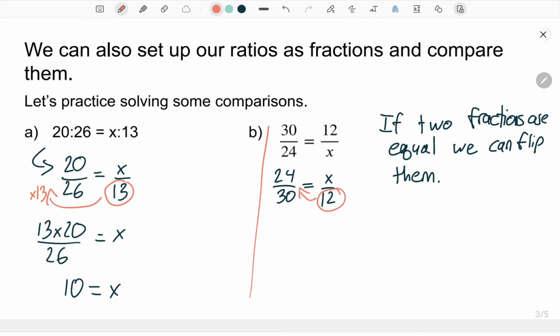So move that 12 over by multiplying it by 12 as we move it over. And so we'll have 24 times 12 over 30 is equal to x. All right. And let's go ahead and solve this out. So 24 times 12, that's going to be 240 plus 48, so 288 over 30.